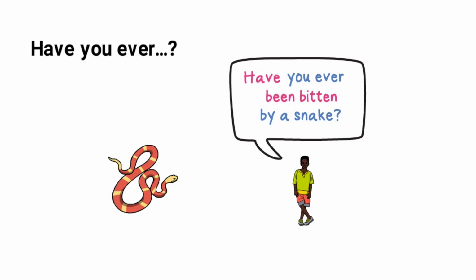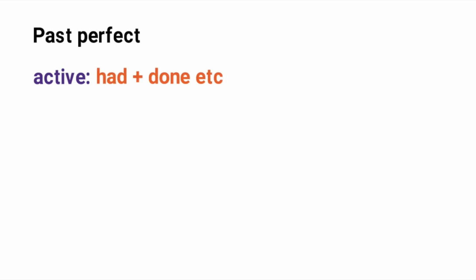Okay, so let's move on to look at the past perfect now. So the active form of the past perfect is to use had plus the past participle.